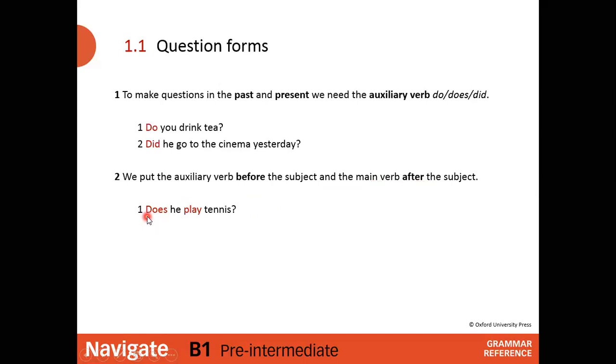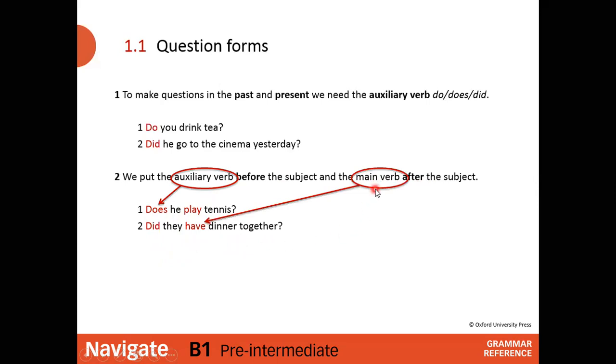For example, does he play tennis? So here you can see does. This is the auxiliary verb before the subject. He is the subject here. And next example, did they have dinner together? Here you can see have. This is the main verb. It's used after the subject. The subject is they here. And did is an auxiliary verb.